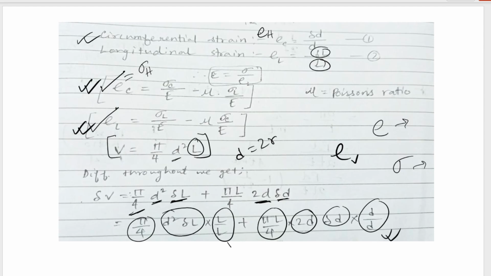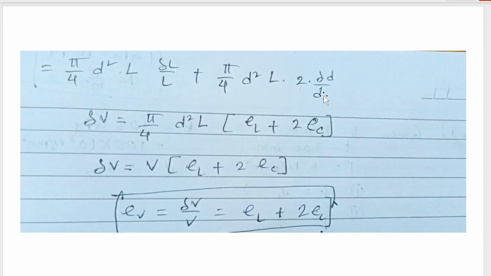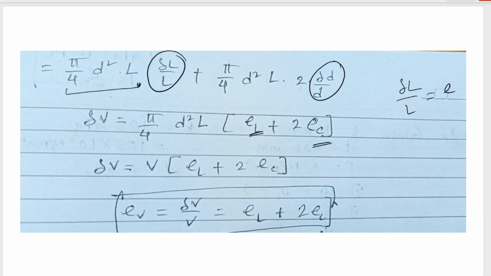This has been done intentionally so you can notice why I have taken L by L. If you write it like this, delta L by L, and here delta d by d, then you will notice that this part is your EL and this part is your EC. If you take pi by 4 d square into L common, delta L by L is your EL, and delta d divided by d is your EC, which can also be written as EH. Don't get confused between them.